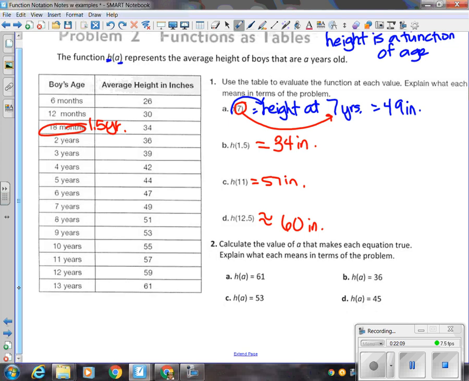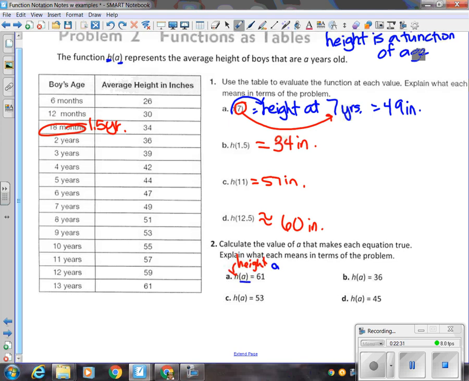All right, number 2. Calculate the value of A that makes the equation true. Explain what each means. When I say explain what each means, I want you to go letter by letter, equals by equals, and number by number, and tell me what each part represents. What does H represent? Height. What does parenthesis A represent?